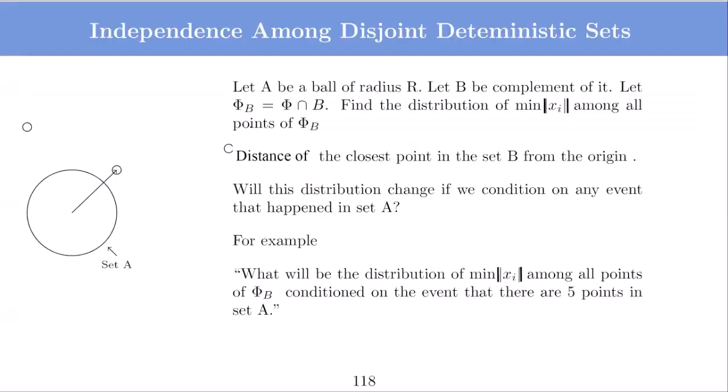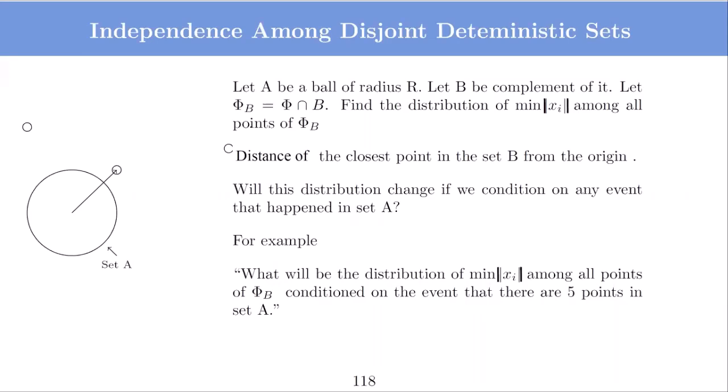So we have seen in the past that by definition of a Poisson point process, if there are two disjoint sets A and B, then the points in A are independent of the points in B. So let us see an example based on this. Let A be a ball of radius r and let B be the complement of it, so whatever is outside this ball of radius r. And let phi_B be equal to phi intersection B.